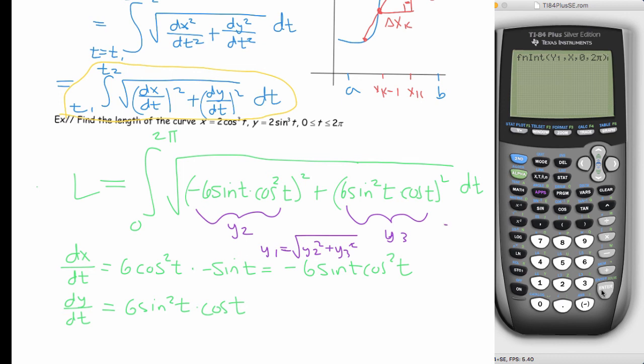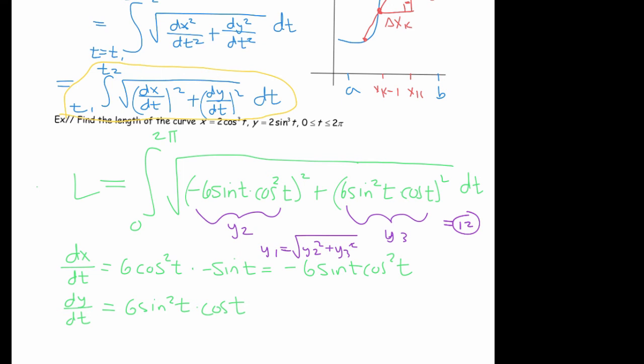So this equals 12, which to me suggests that this really will clean up, because such a nice answer probably means that some squares will pop out, and this integral probably turns out to be pretty nice to do by hand. But in any case, there is the length of curves for parametric curves.